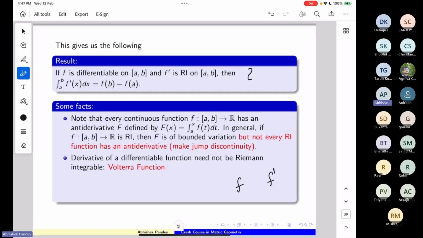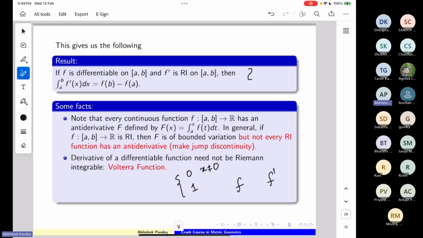So if we define a function like this, 0 where x is not 0, and at 0 it is 1, this function cannot be a derivative of any other function, isn't it? Although it is a Riemann integrable function. So in this way, we are doing it. Is it clear now? I hope it is clear.